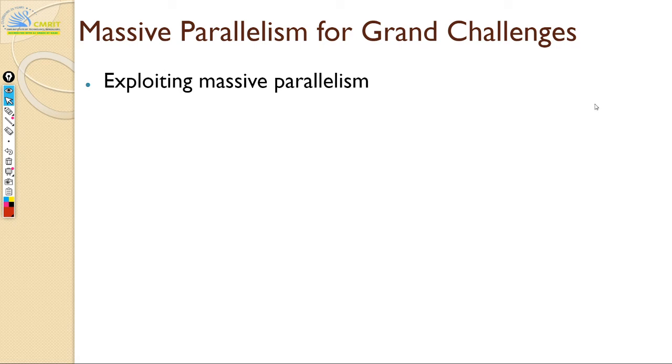So the main idea is to exploit massive parallelism in the applications. Most of these grand challenging applications have redundancy, right? There are a lot of independent modules in the algorithm that you can exploit, because most of these are represented as matrices. Okay, that's the main reason. Even the linear equations problem, if you have n linear equations, you represent it as a matrix, correct? You can solve it using a matrix.